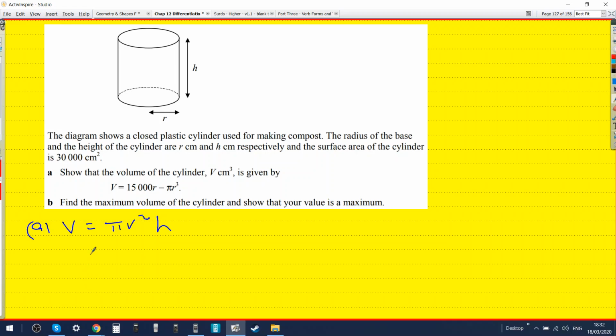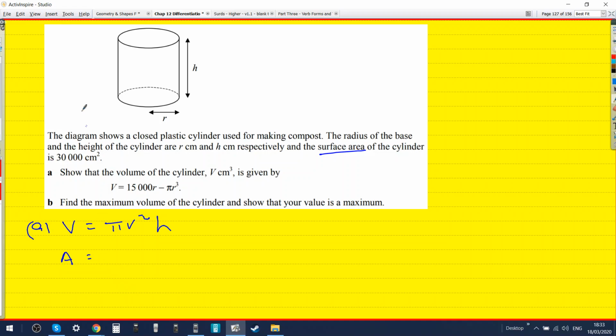So we don't have R or H. We have the surface area. Do you know what the formula is for surface area?